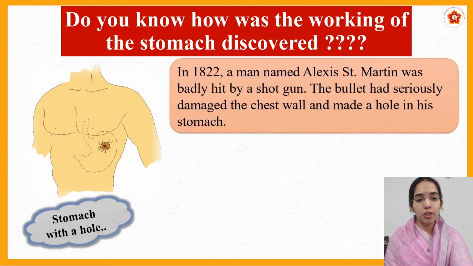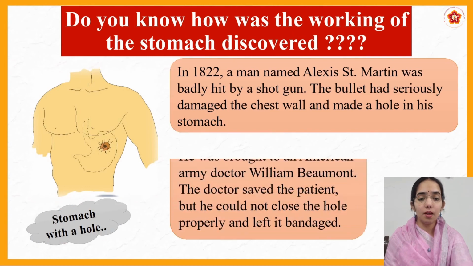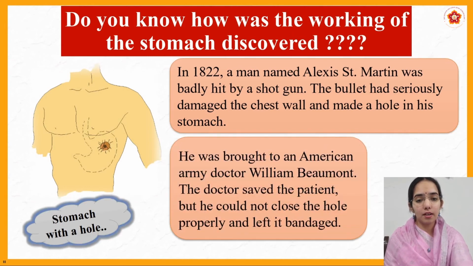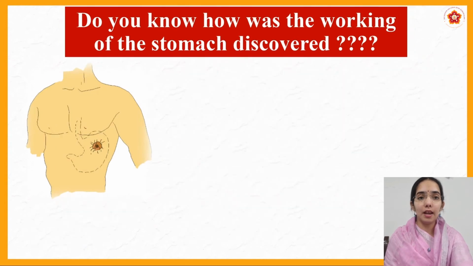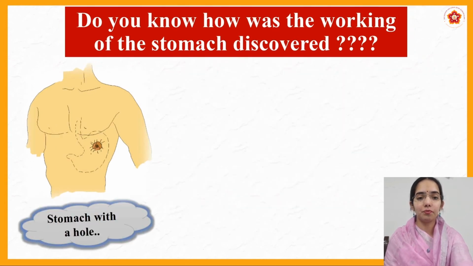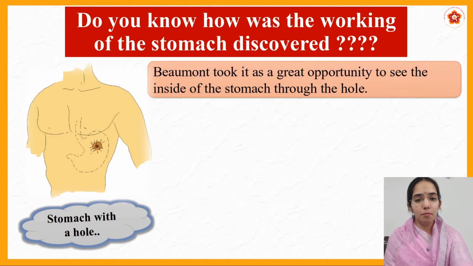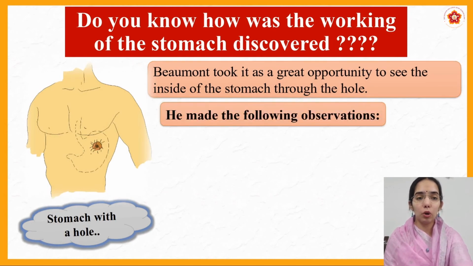So in 1822, a man named Alexis Saint Martin was badly hit by a shotgun. The bullet had seriously damaged the chest wall and made a hole in his stomach. He was brought to an American army doctor, William Beaumont. The doctor saved the patient, but he could not close the hole properly and left it bandaged. Beaumont took it as a great opportunity to see inside the stomach through the hole, and he made the following observations.